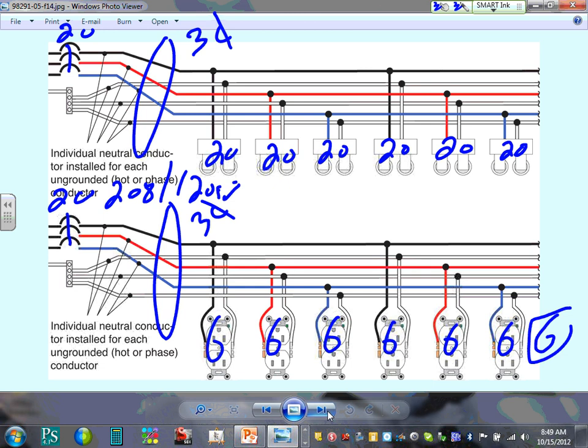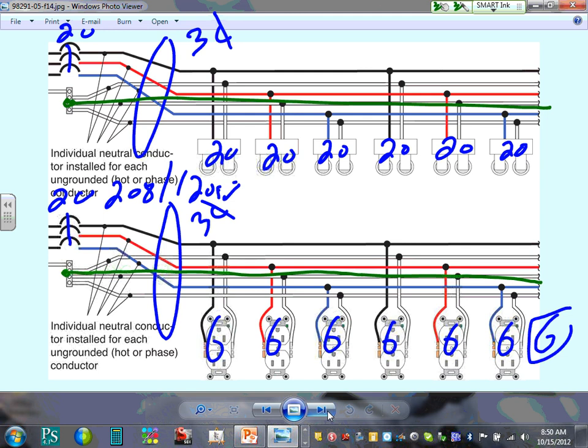Now, this is pulling one neutral with every one of them. Now, what happens if I pull one neutral shared between all these circuits? That's called multi-wire branch circuit. One neutral that's shared between all these circuits. Can I do that? Yes. A lot of engineers, guys, because of harmonics, they want you to pull one neutral. But unless the engineer tells you to pull one neutral, what do you do?